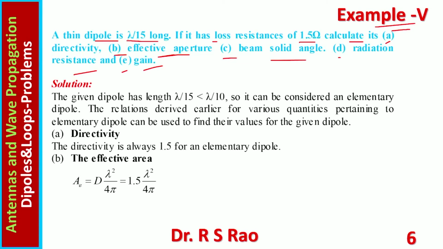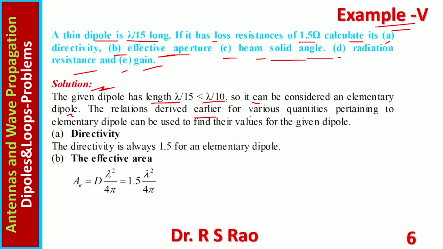The dipole length is lambda by 15. It is less than lambda by 10. Therefore, the given radiator can be considered as an elementary dipole, and we can use the expressions that are available for elementary dipole to calculate the required parameters. Solution. The given dipole has length lambda by 15, which is less than lambda by 10, so it can be considered as an elementary dipole.